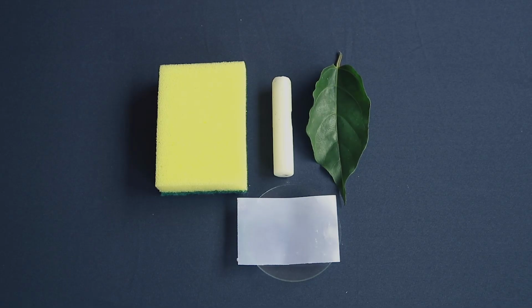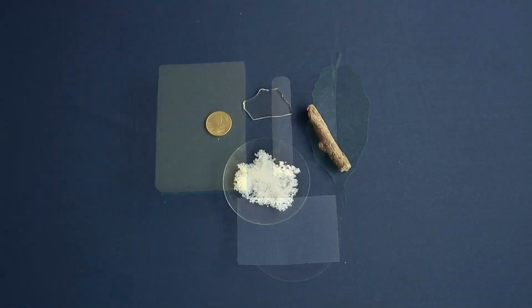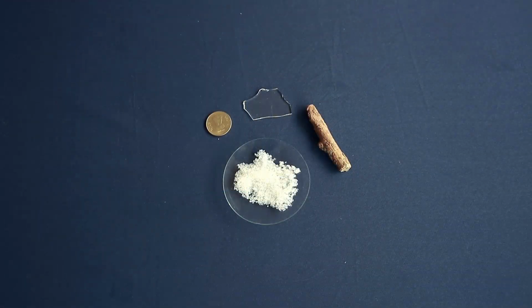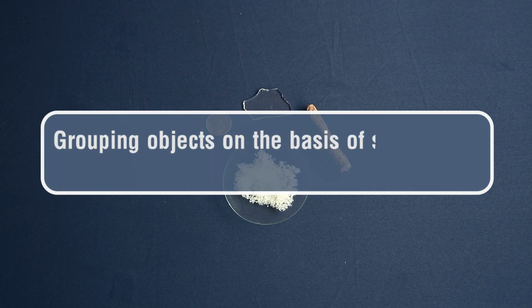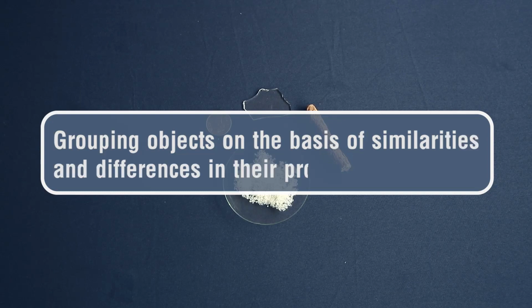Procedure: collect different materials available from your surroundings. Observe that these objects are made up of a large variety of materials having different properties. Let us now try to group these objects based on similarities and differences in their properties.